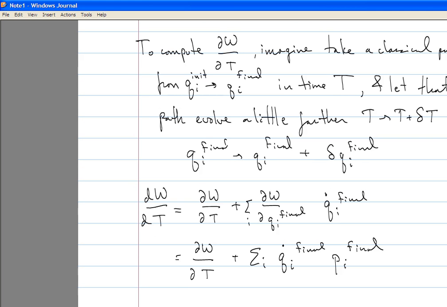I mean, it's a little sneaky. I freely admit that I'm being awfully sneaky here. First, I calculated the partial derivative of the action with respect to Q final by holding T fixed and varying Q final. Then I imagined considering a classical path and evolving that for a little while longer and asking how it is that the action changes in time. And that will have two components, one which comes from an explicit dependence on T, and one which comes from the implicit dependence of the action on Q final, because Q final itself changes when I evolve the path a little longer.